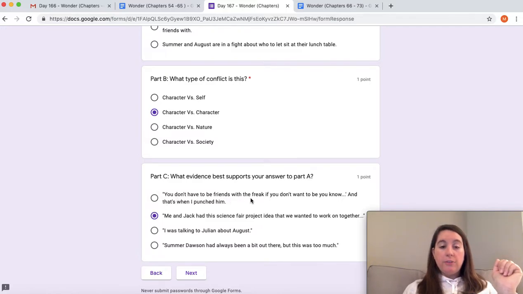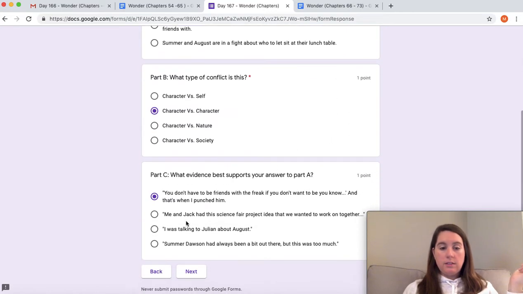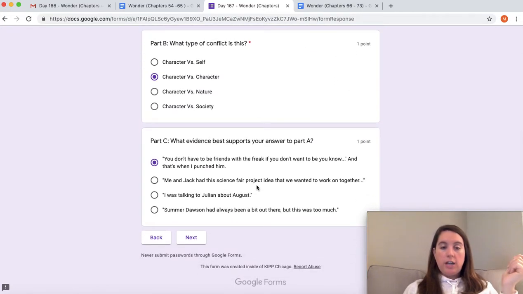"You don't have to be friends with that freak if you don't want to, and that's when I punched him." So that would definitely prove why he got mad at him and why he punched him, and that they're in a fight. Let's see if there are any other ones. "Me and Jack had the science fair project idea we wanted to work on together." That doesn't really prove why they're in a fight. "I was talking to Julian about August." That would prove why August and Jack Will are in a fight, but nothing about Julian and Jack Will.